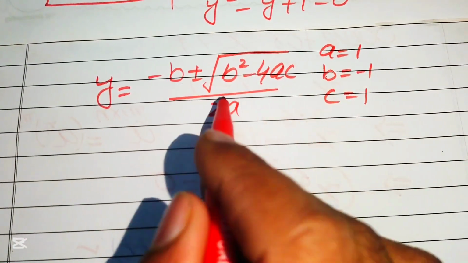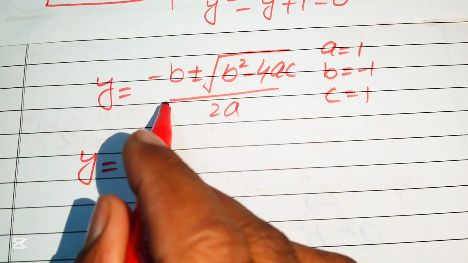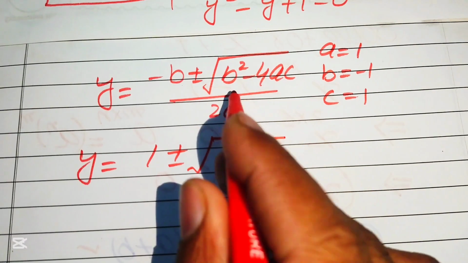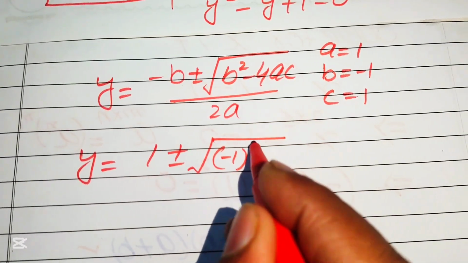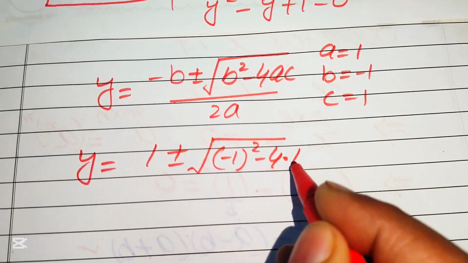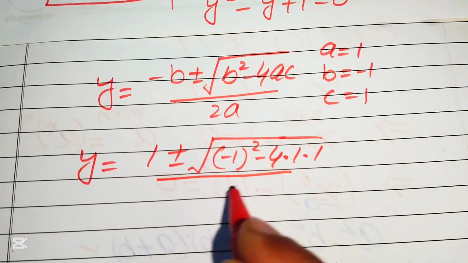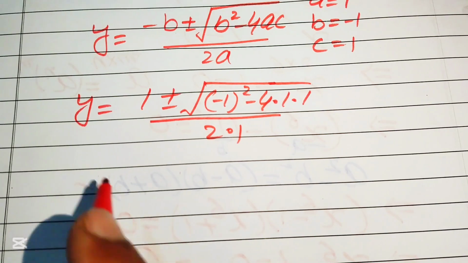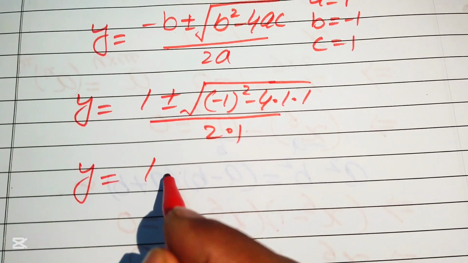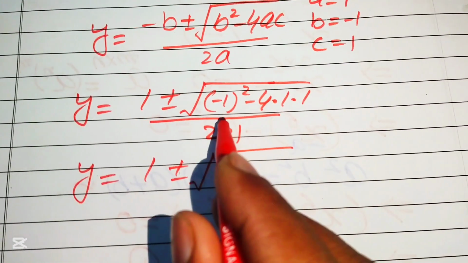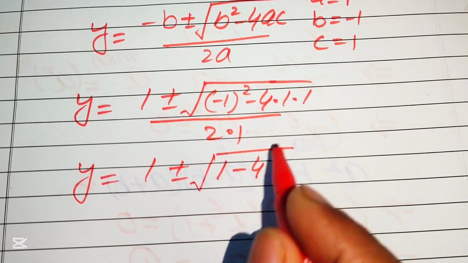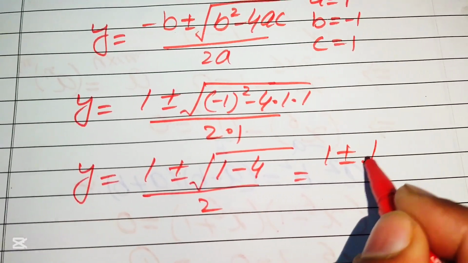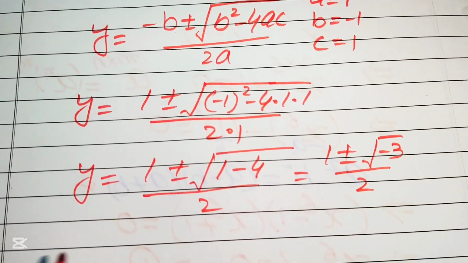We put these values here, and it becomes y equals minus b, so minus times minus becomes 1, plus minus square root of b squared, where b is minus 1 squared, minus 4 times a, which is 1, and c, which is 1, divided by 2 times a, and here a is also 1. We need more simplification, and you get y equals 1 plus minus square root of 1 minus 4, divided by 2, so you get 1 plus minus square root of minus 3, divided by 2.